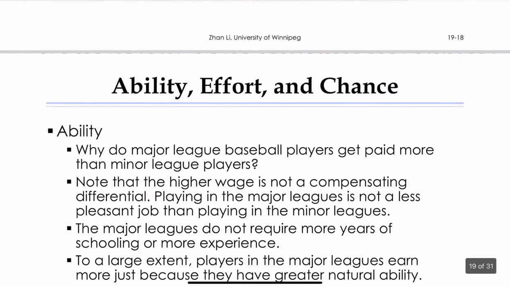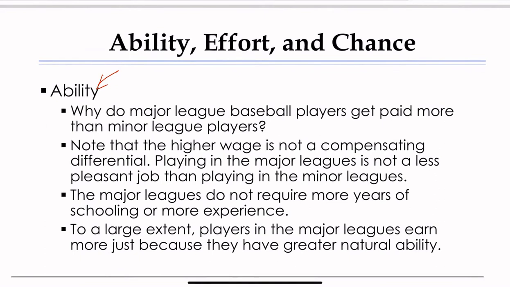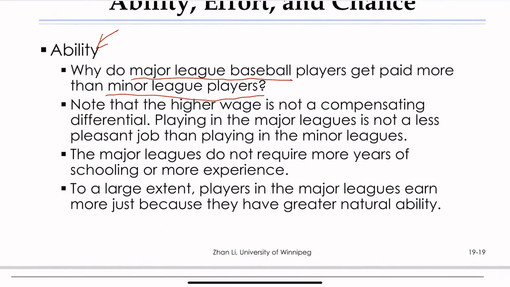Okay, let's look at what the textbook tried to say here. First, about ability. The result that you will get a higher wage if you have higher ability looks quite obvious, right? But you can see that this kind of argument could be powerful because you could use this to explain a lot of wage differences. So think about sports, right? Why do Major League Baseball players have higher wages compared with minor league players? Well, first you can see that this is not because of compensating differential, right?